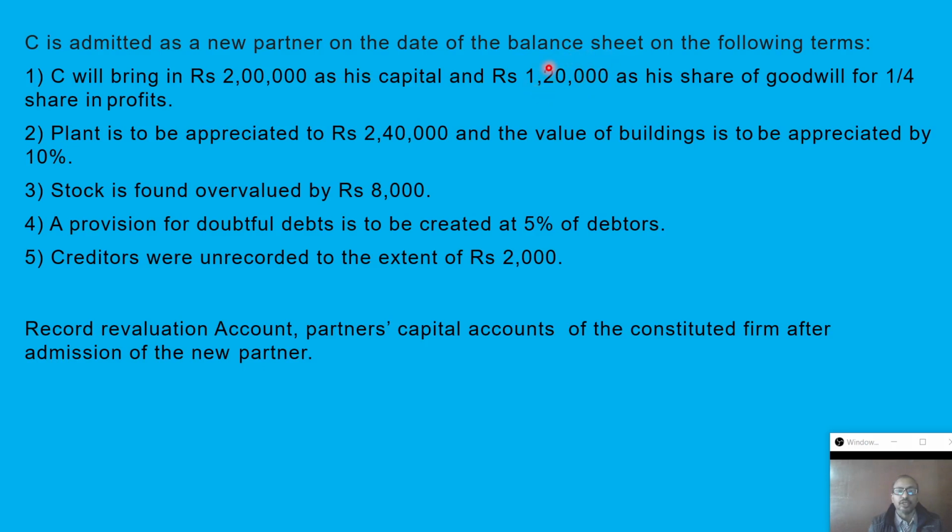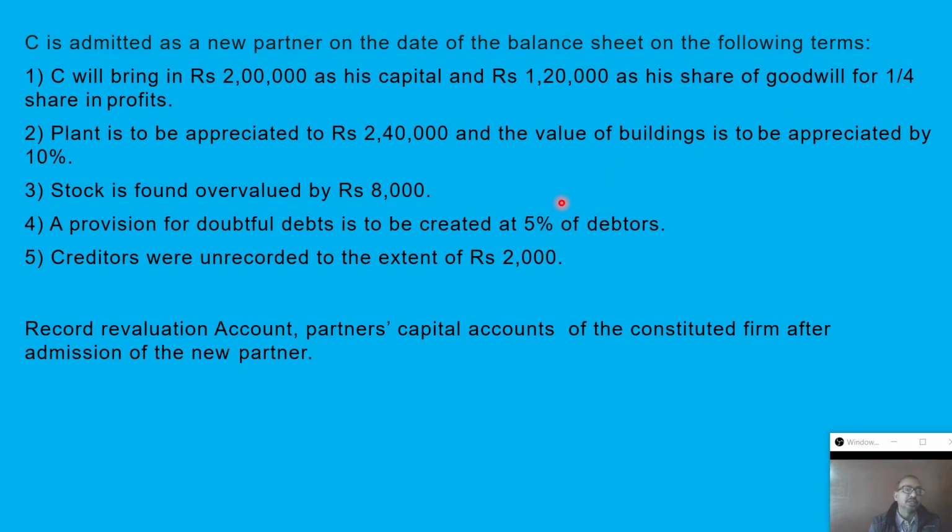That is 1,20,000. Already we have discussed that at the time of admission, generally two things have to be contributed: one is capital, which is compulsory, and the other is goodwill, which is optional. So in this case, Mr. C wants to contribute both for his 1/4 share of profit. So that is the first condition at the time of admission. The old partners gave this condition, and Mr. C accepted that condition.